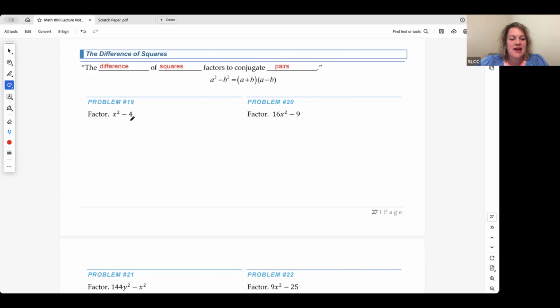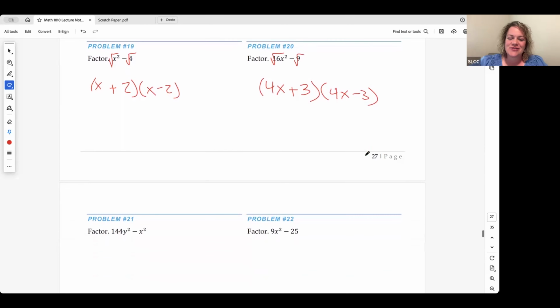All right, x squared minus 4. How do I find a and b? What we just talked about. Take the square root. So a will be x and b will be 2. Then plug it in to your pattern, x plus 2, x minus 2. Let's try this one. Is there a GCF? No. So take the square root. Notice the sign in the middle is subtracting, the difference of squares. The square root of the first term is 4x. The second term is 3. Then plug it to your pattern. 4x plus 3, 4x minus 3. That's how you solve using the difference of squares.